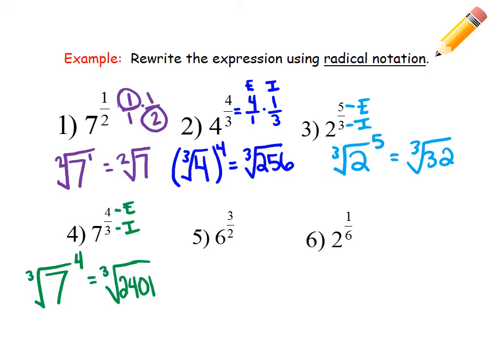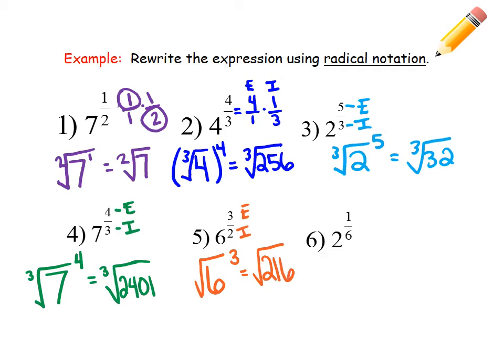6 to the 3/2. 3 is my exponent, 2 is my index. I have a radical with a 6. I can put 2 as my index, but we know that that's just our standard square root that we're used to. To the 3rd power. 6 is not a perfect square, but I can take 6 to the 3rd. 6 to the 3rd would give me a large value of 216.